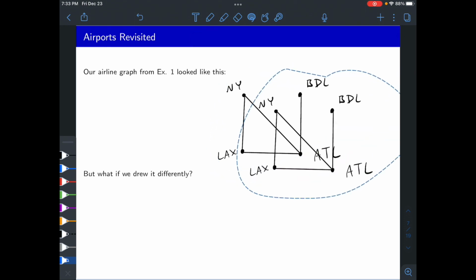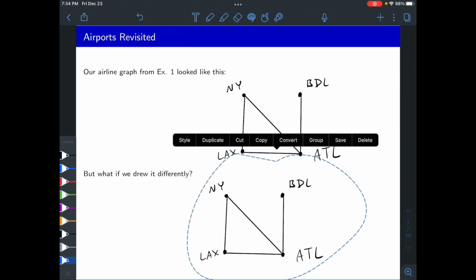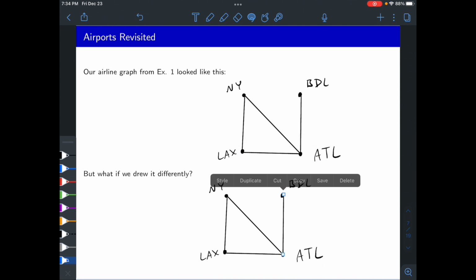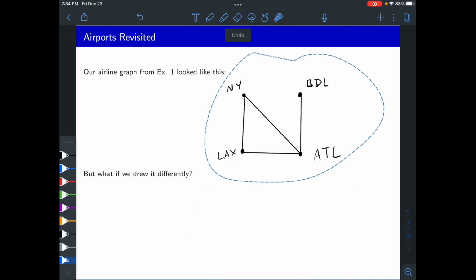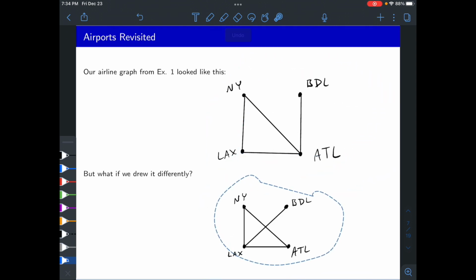Okay. So this is what our graph looked like, but we could draw this graph differently. The other graph was different because that one said, what did it say? It said that there was a flight from LAX to BDL. So these two graphs are inherently different because they're recording different information.